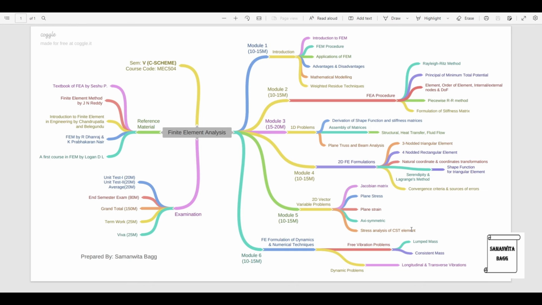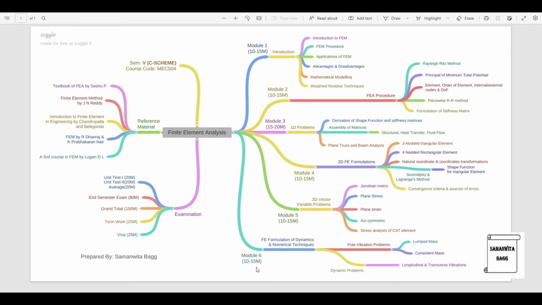Then you should read what an axisymmetric element is and how it is analyzed, and what the Jacobian matrix is, a very important short note which is asked in many papers. So you can just go through this topic of Jacobian matrix. This module can be asked roughly for 10 to 15 marks.